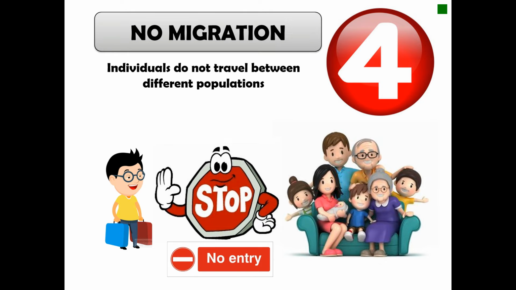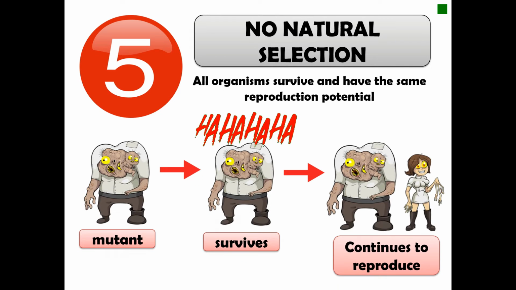Fourth, no migration. Individuals do not travel between different populations. In simple words, it means there's no gene flow between the populations. And the last one, no natural selection. All organisms survive and have the same reproduction potential.